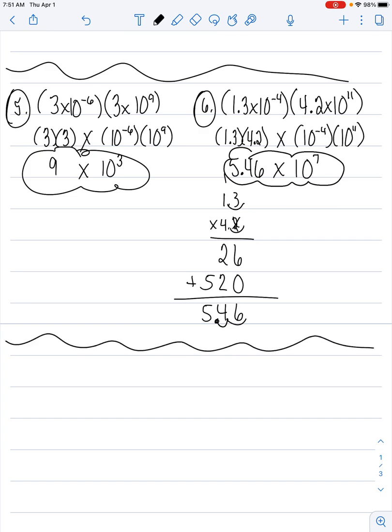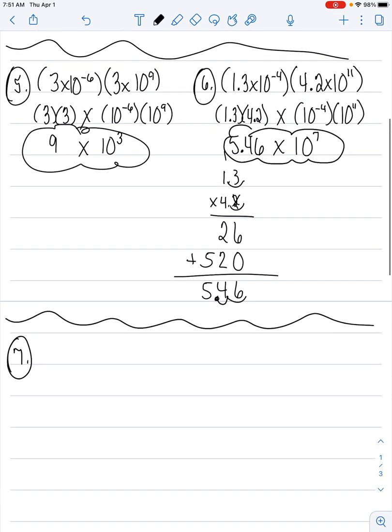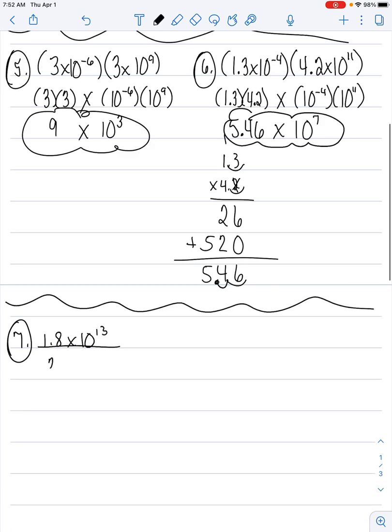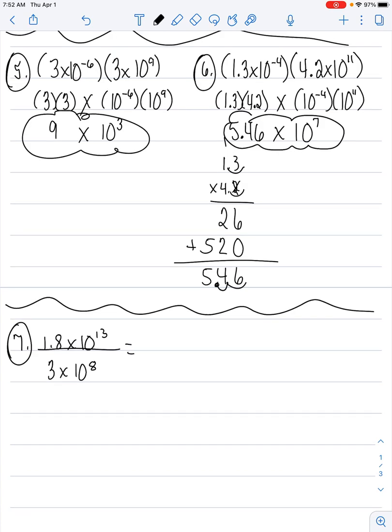Now let's take a look at how we divide numbers that are in scientific notation. Number 7, we're going to divide 1.8 times 10 to the 13th power divided by 3 times 10 to the 8th power. So, just like we multiplied, we broke it into two separate problems, when we divide, we break this into two separate problems. So, watch this. I'm going to do 1.8 divided by 3.